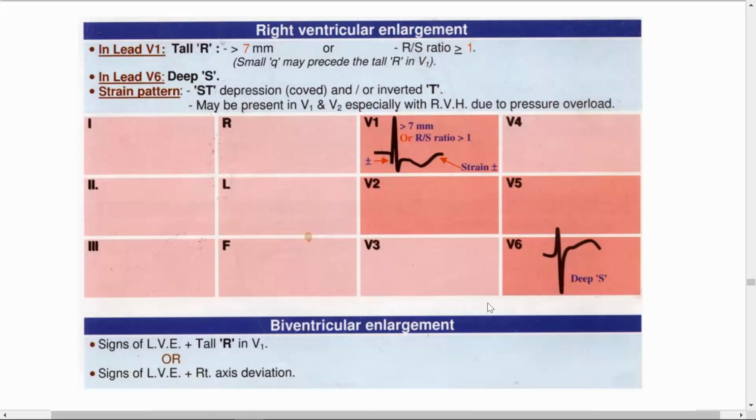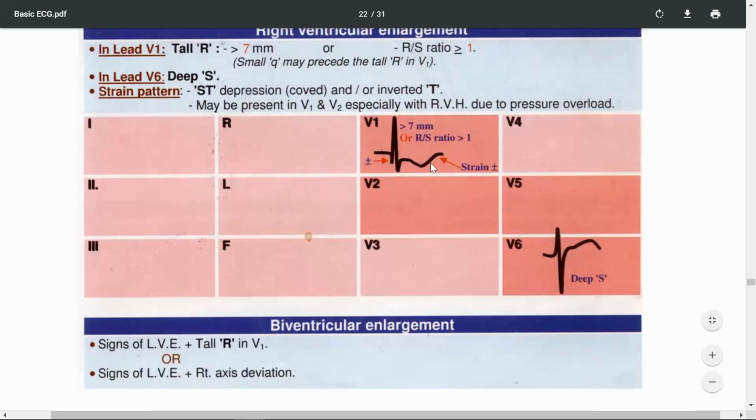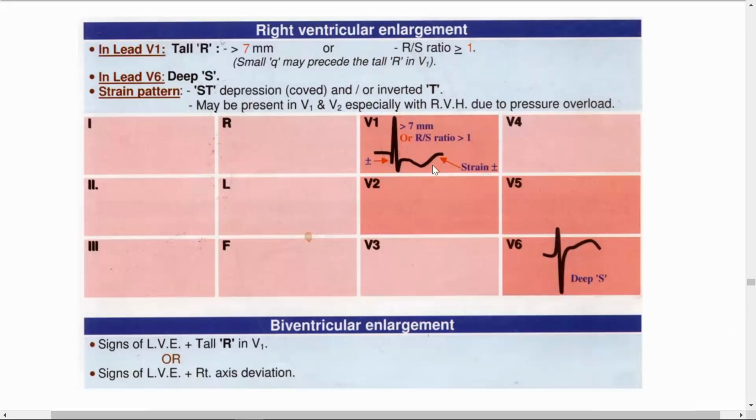The same thing, there is a secondary T-wave inversion from RV strain, okay, and we will see it in V1 and V2. What will you find in V6? You will find in V6 a deep S, okay. Practically we only depend on this, okay.